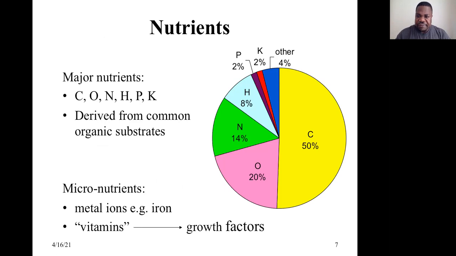Let's look at the nutrients. We have the macronutrients and the micronutrients. All those nutrients play a major role. We have the major nutrients like carbon, oxygen, nitrogen, hydrogen, and phosphate. Those major nutrients are derived from common organic substrates, and they play a major role in the replication of the microorganism. But we also have the micronutrients, like ions and vitamins, and they play a major role as growth factors.